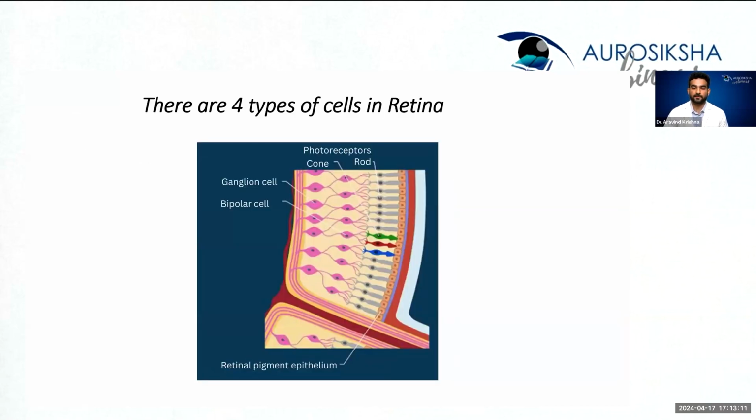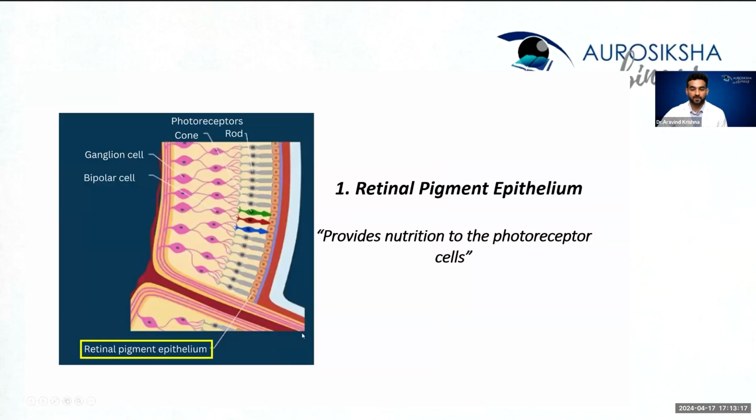So there are four types of cells in the retina, which I'm going to teach you in a systematic fashion. So the first one is the retinal pigment epithelium. You need to imagine that this one is the anterior part. Here is the posterior part. That means you have the cornea, the lens, and the vitreous right in this part. And here you have the retina, choroid, sclera, and the eyeball finishes here. So let's start with the retinal pigment epithelium.